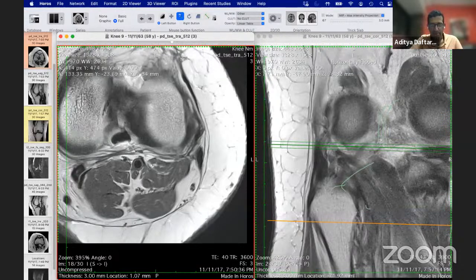You can look at the bottom of the screen here. There's TR and TE right here. Okay. So ganglion cysts of the ACL and PCL, we will not deal with separately.